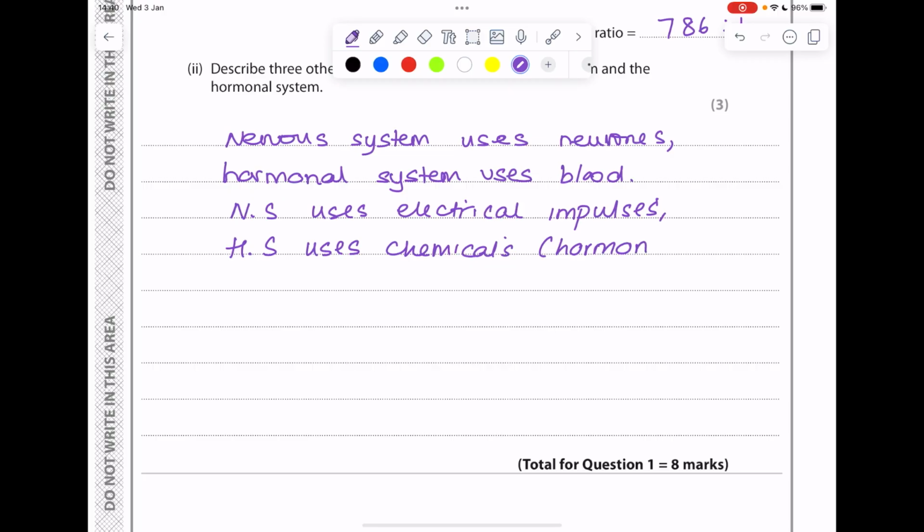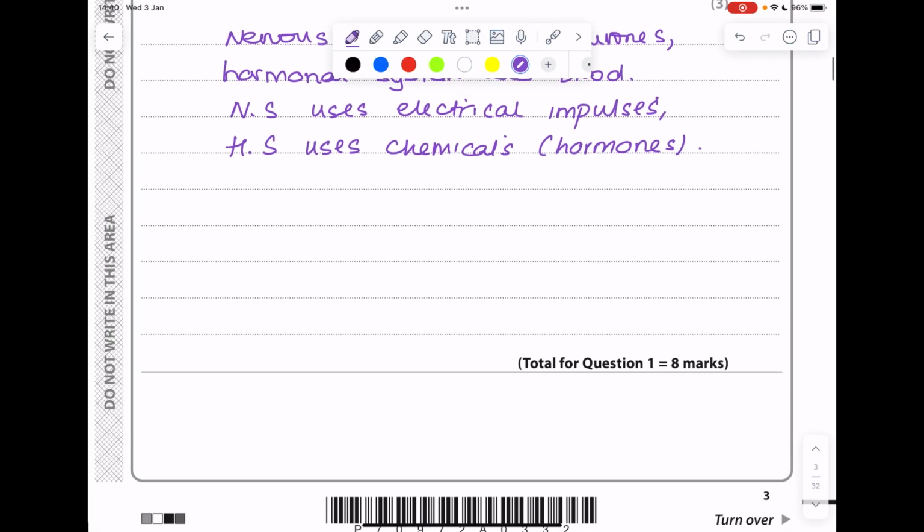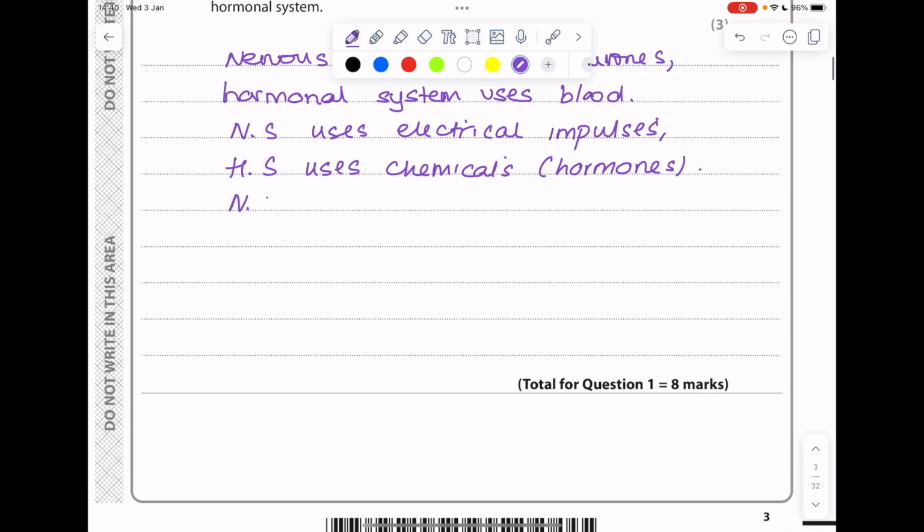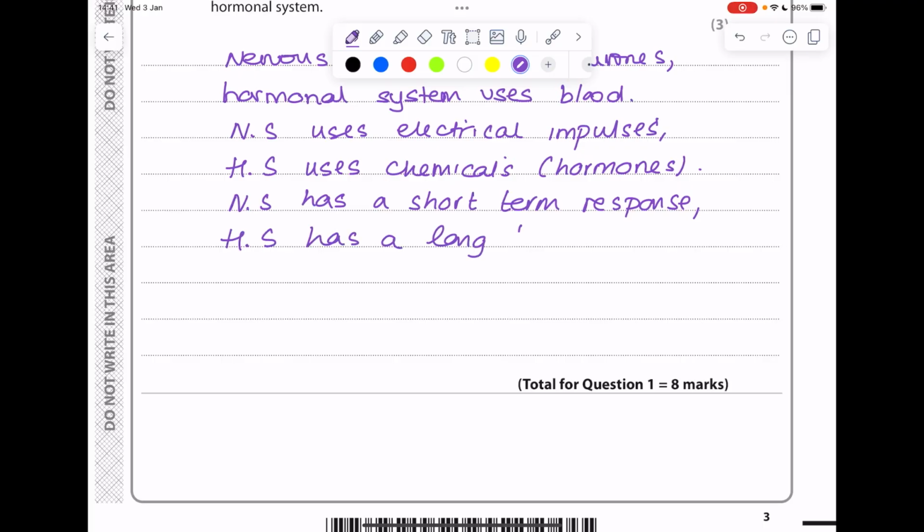Don't give up, you need to give a third one. Nervous system has a short-term response. Hormonal system has a long-term response.